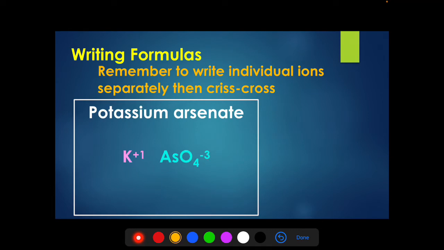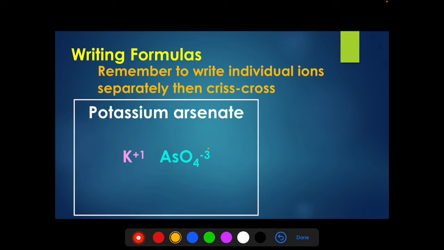So potassium arsenate. Potassium we know is a +1 charge. It's in that first column. Arsenate is one of these new polyatomic ions, so get to know them, get to love them. Arsenate is a charge of -3. You'll find it in that third column over. So here we've got our 2 ions.